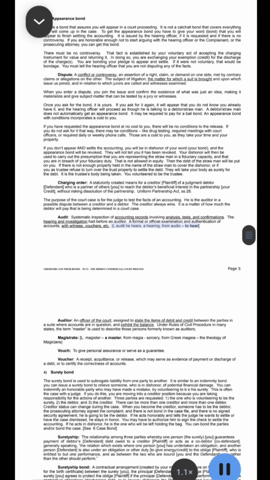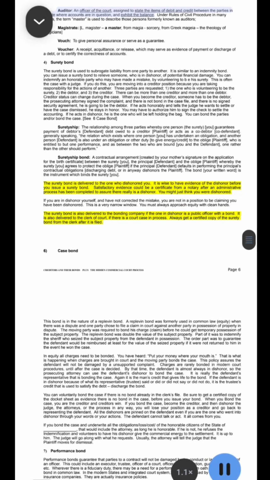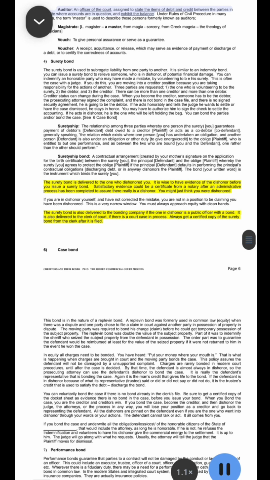Audit. He hears, a hearing, from audio, to hear. Creditors and their bonds plus the hidden commercial court process. Page 5. Auditor. An officer of the court, assigned to state the items of debit and credit between the parties in a suit where accounts are in question, and exhibit the balance. Under rules of civil procedure in many states, the term master is used to describe those persons formerly known as auditors. Magistrate. Magister, a master, from magia, sorcery, from Greek magia, the theology of magicians.